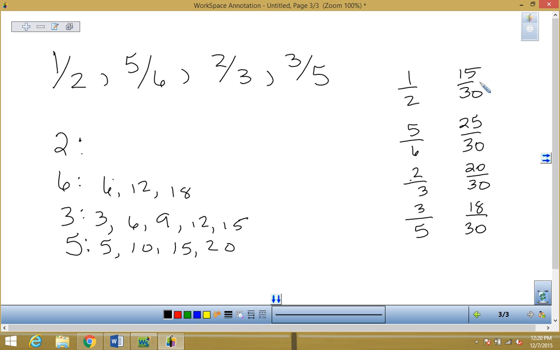Okay, now you're looking at these. Which one's the smallest? 1/2. 1/2? Then what? 3/5. 2/3. Good.